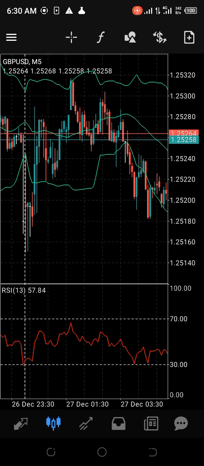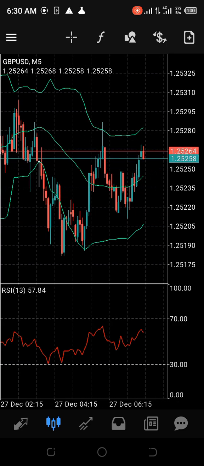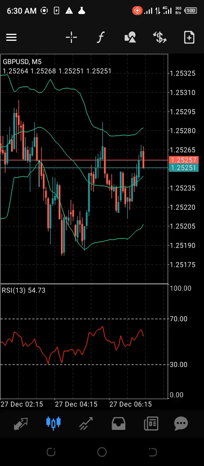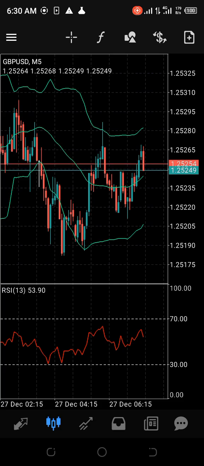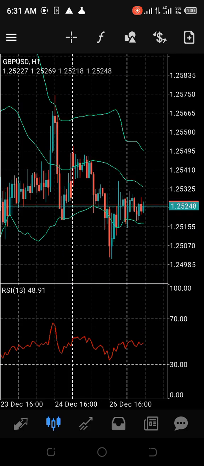Then how are we going to combine these two indicators to trade? Like I told you, it is a strategy. So I'm going to explain to you how this strategy works before I show you how to take trades with them. Now we are on the 5 minutes time frame on GBP USD. We are going to be trading on the 5 minutes time frame, but we are using the higher time frame to analyze our trade. For example, let's go to the 1 hour time frame. This is our 1 hour time frame.